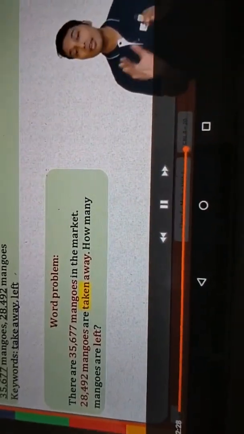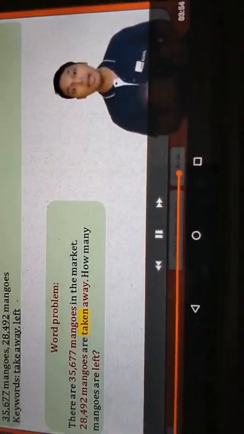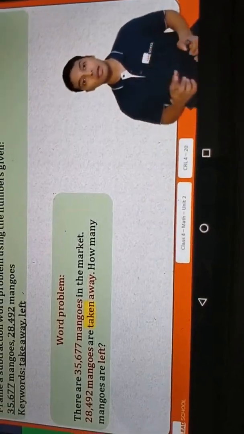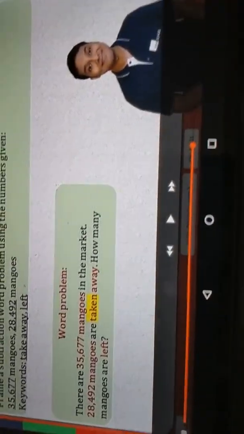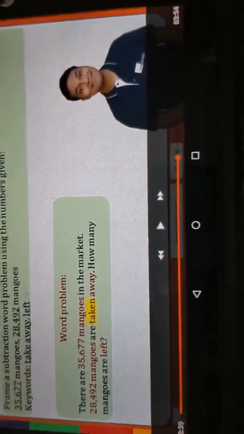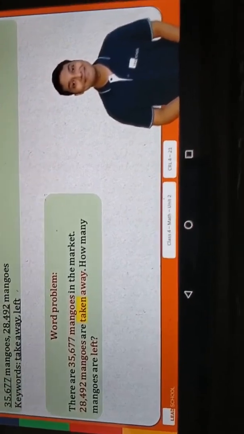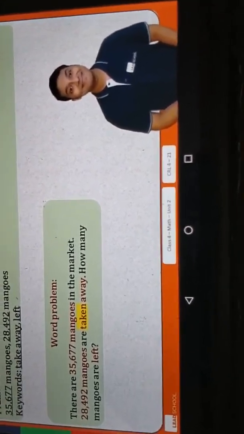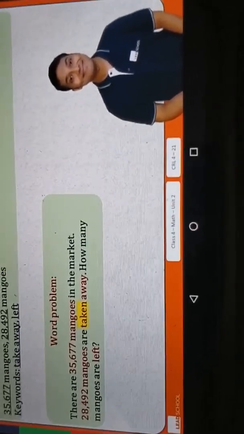Now keeping these steps in mind, a sample question we can frame is: there were 35,677 mangoes in the market. 28,492 mangoes were taken away. How many mangoes are left? So students, here is a word problem. We have to write like that: there are 35,677 mangoes in the market. 28,492 mangoes are taken away.